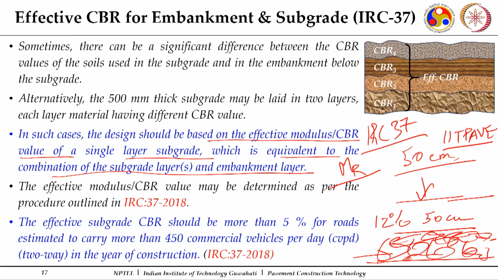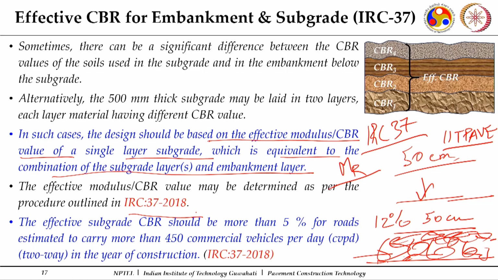So, you need to work out the effective CBR, which is a combination of the different layers of subgrade, or the subgrade plus your embankment, and this particular procedure is given in IRC 37. This is important to note. Another aspect is that the effective subgrade CBR should be more than 5% for roads carrying 450 commercial vehicles per day. You should not construct roads having subgrade soil CBR less than 5% if the commercial traffic coming is of laden weights more than 3 tons.